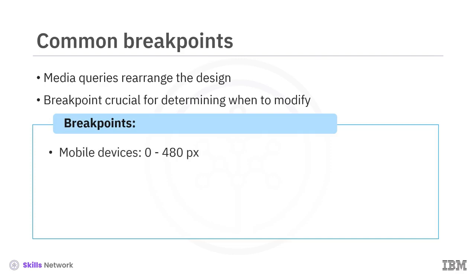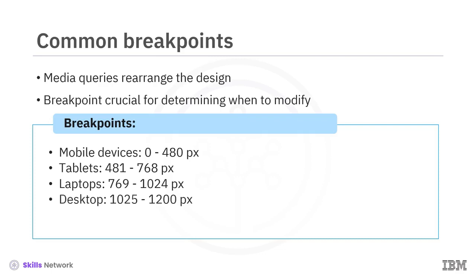For mobile devices, it is 0px to 480 pixels. For tablets, iPads, and large smartphones, it is 481 to 768 pixels. For laptops and small screens, it is 769 to 1024 pixels. For desktops, it is 1025 to 1200 pixels. For large screens, desktops, and monitors, it is 1201 pixels and more.